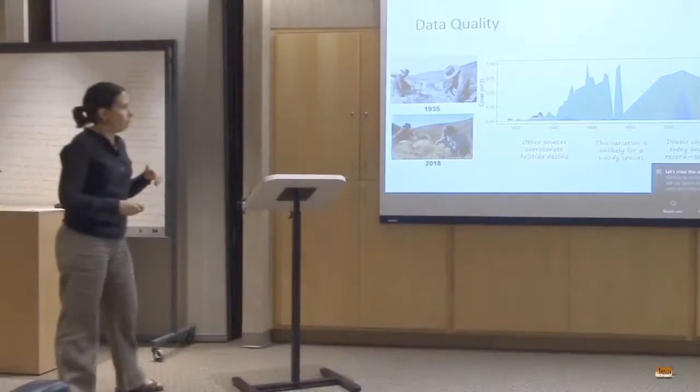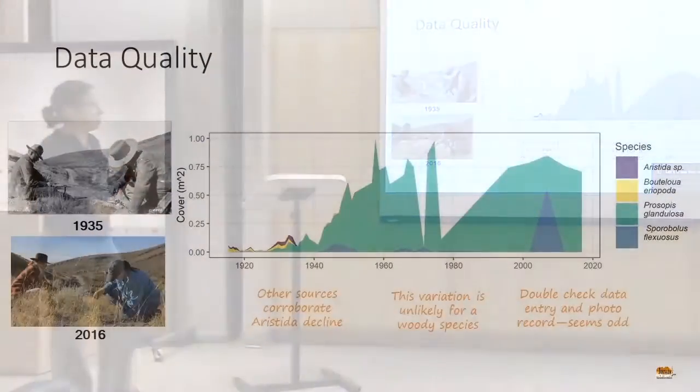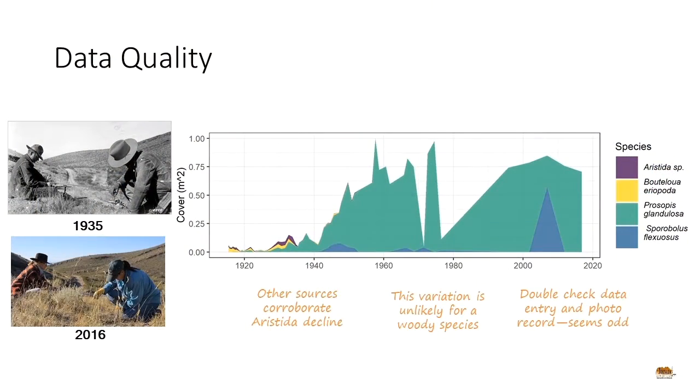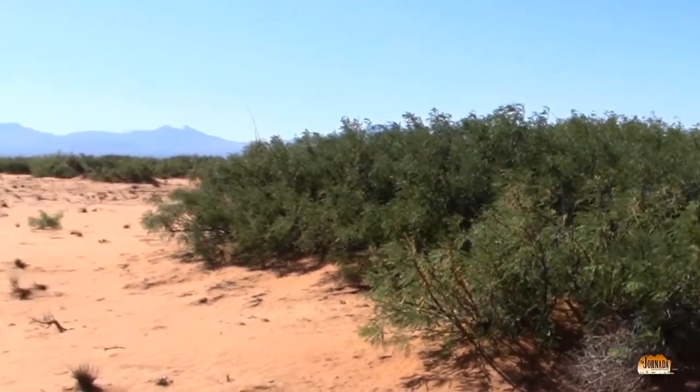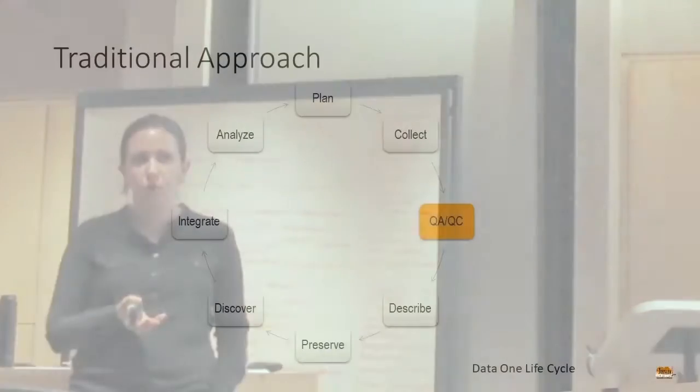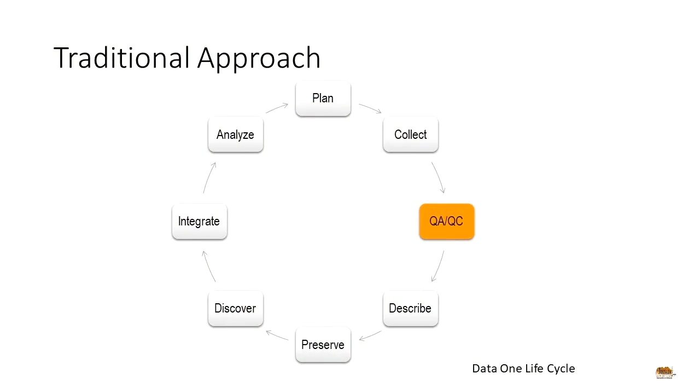We have this trend from the 1920s where we have lots of perennial grass, and then at some point, as has happened in a lot of the plots, we transition over to a woody dominated system. And we know that we had an increase in the speed. Our traditional data approach for dealing with data quality kind of looks like this, where you have the data life cycle and you plan your study, you collect data, then you QC it.